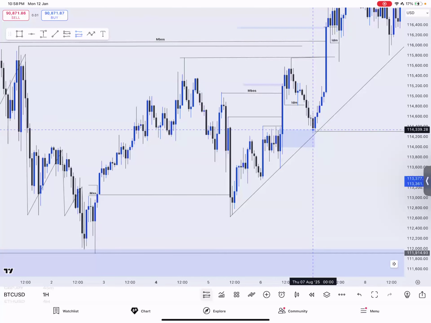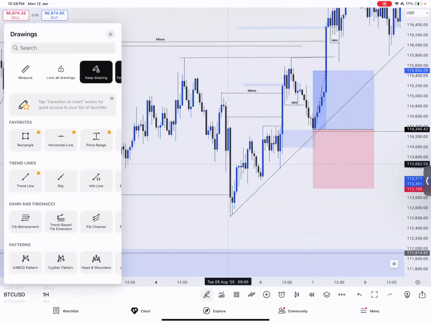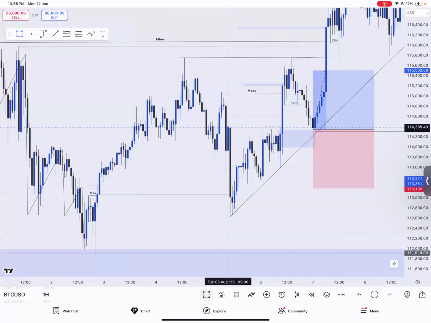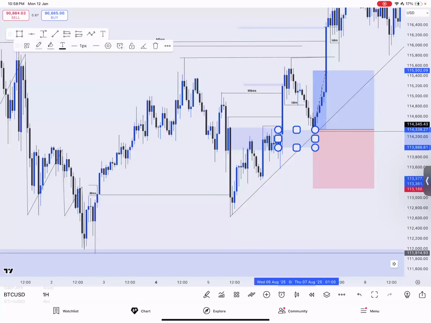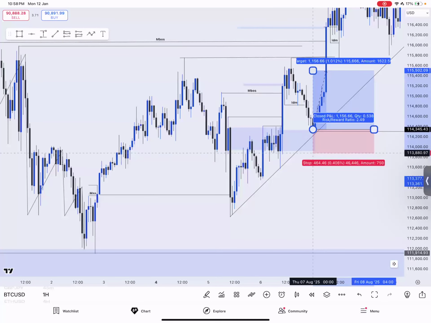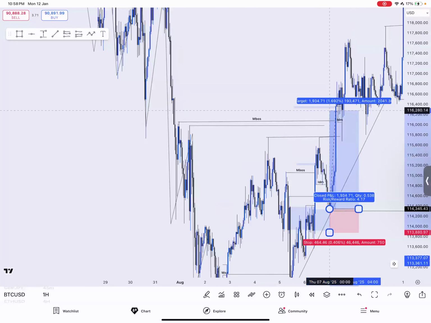And if I had taught you guys breaker blocks, I would have taught you that price can also react from this breaker block here, because the breaker and the order block are on the same line. But I've not taught breakers, so that's why I'm just using the order block candle here. So this is the buy.